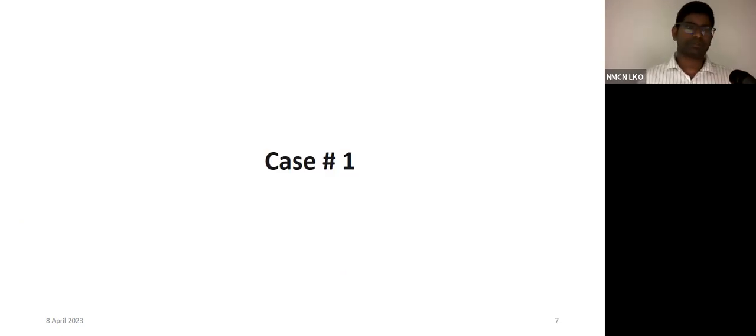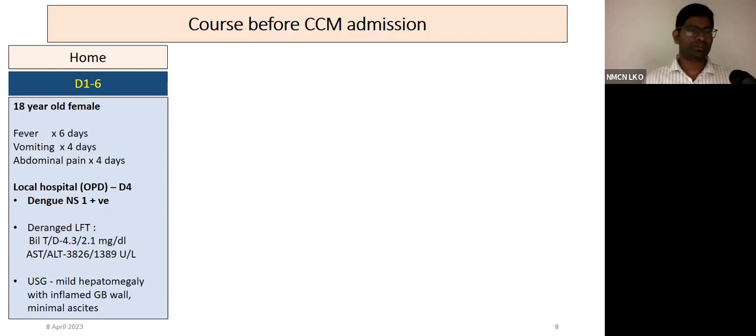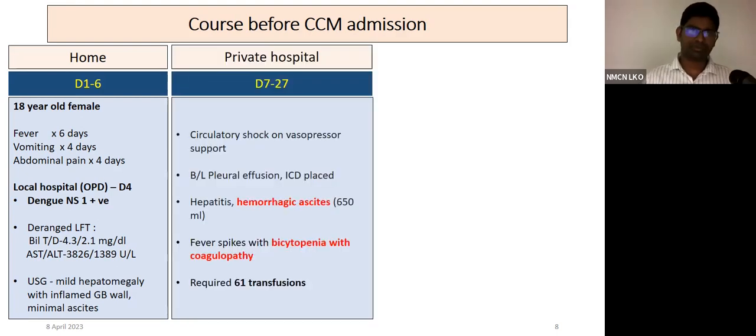The first case was an 18-year-old female who presented to the hospital with complaints of fever, vomiting, and abdominal pain. The evaluation in the local hospital found dengue NS1 antigen positive with a deranged LFT, and ultrasound showing hepatomegaly and serositis. As there was no improvement on conservative management, the patient was admitted to a private hospital on day 7 of illness, where the patient had circulatory shock, bilateral pleural effusion, and ascites, with drainage showing hemorrhagic ascites, and fever spikes with bicytopenia and coagulopathy, requiring 61 transfusions.